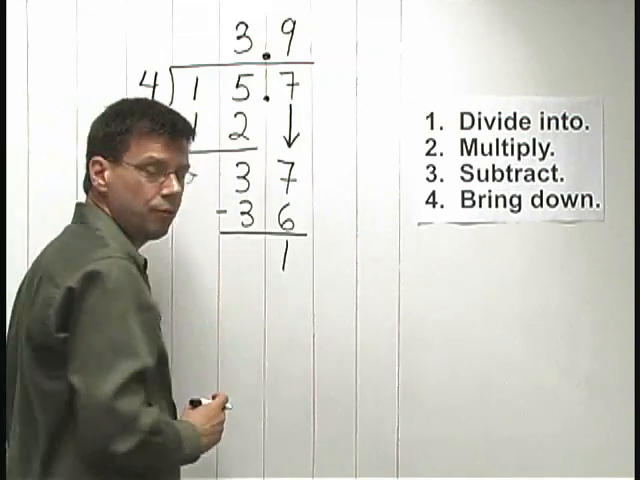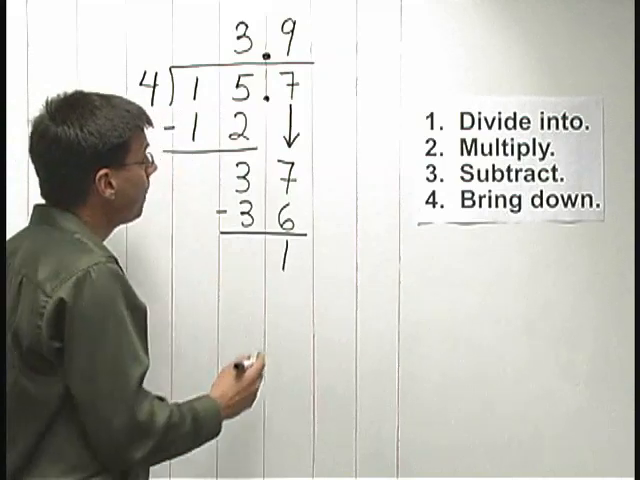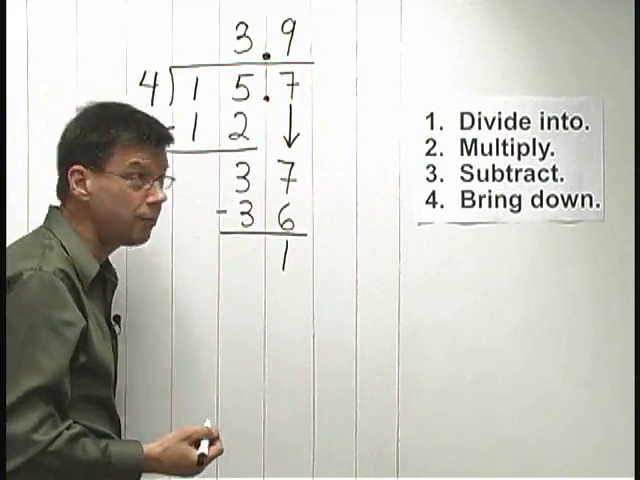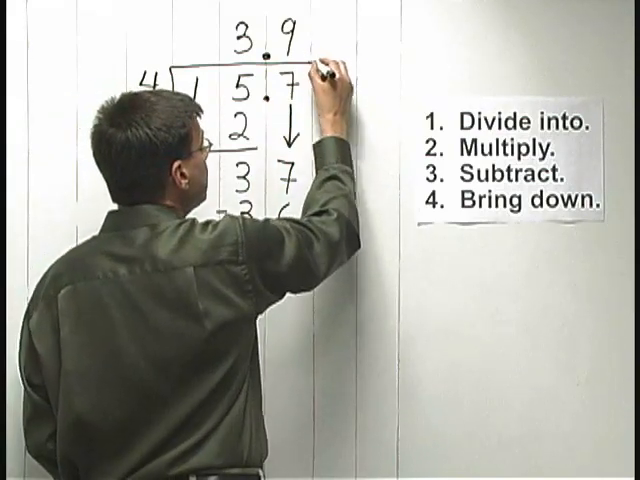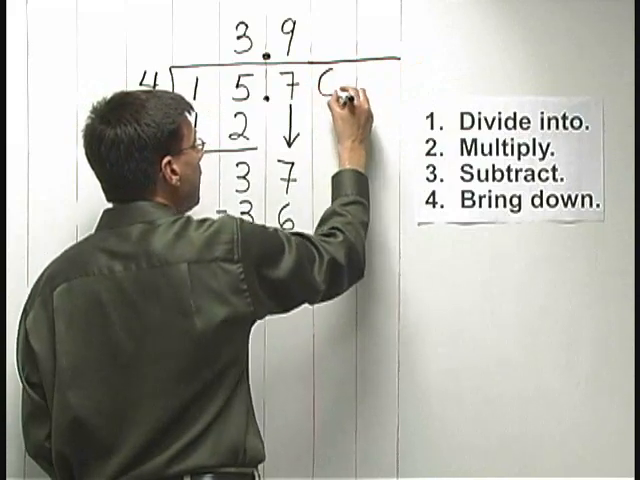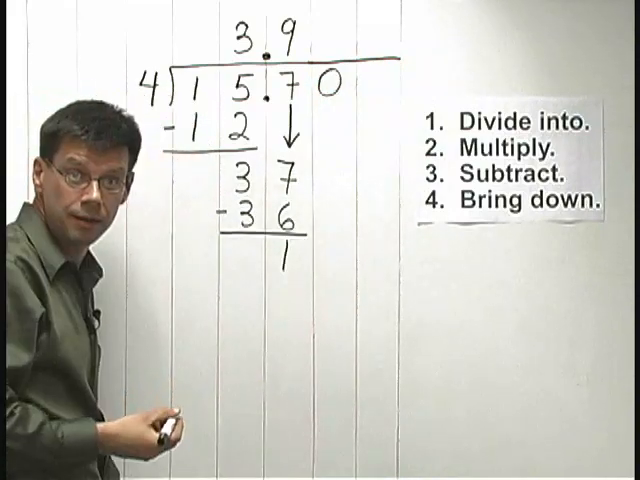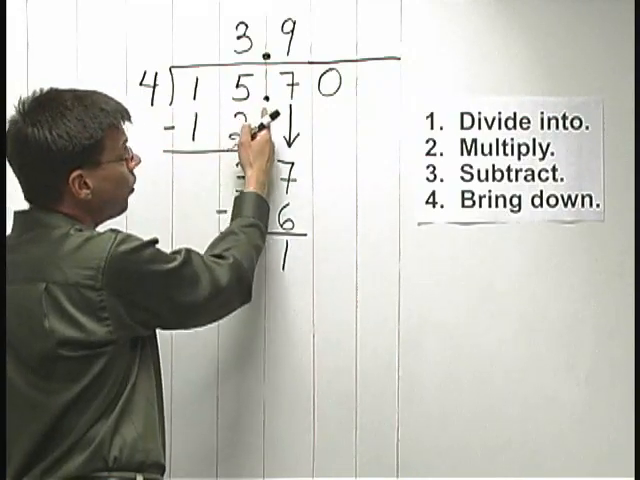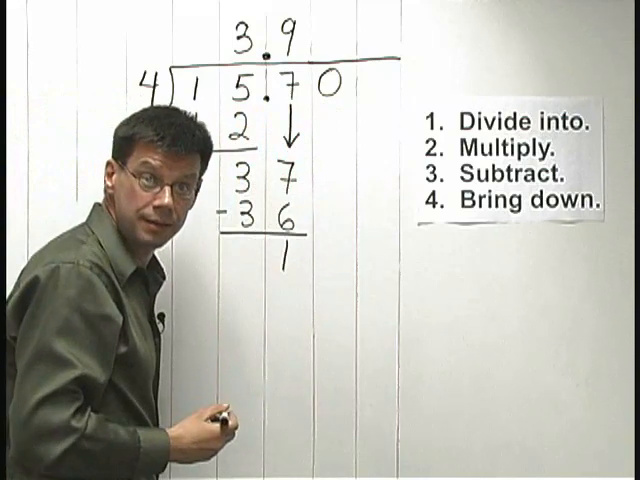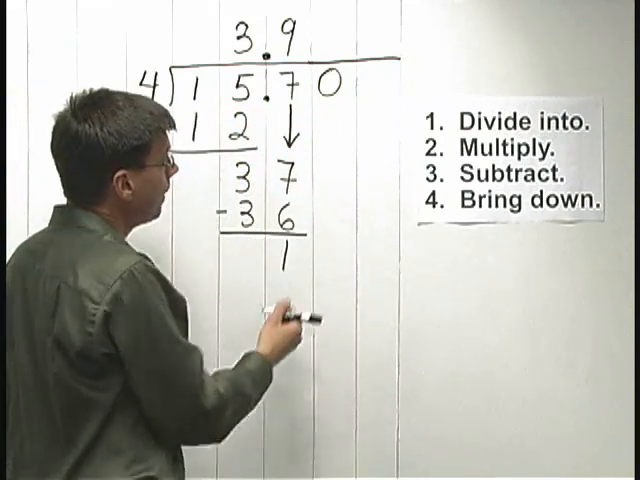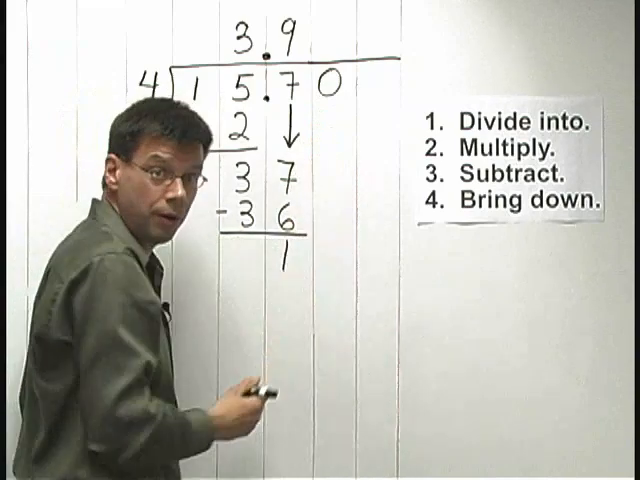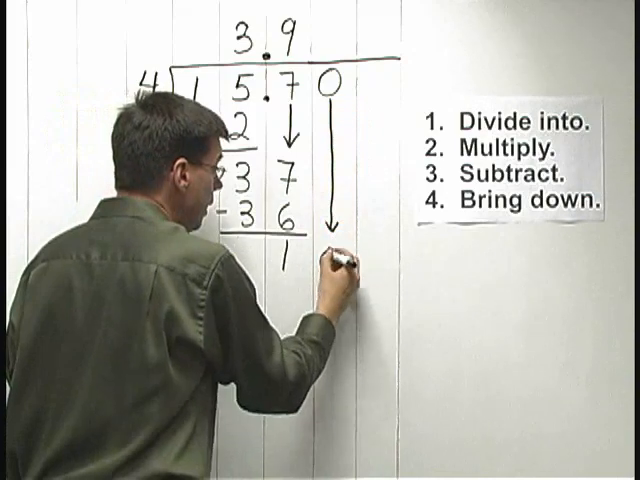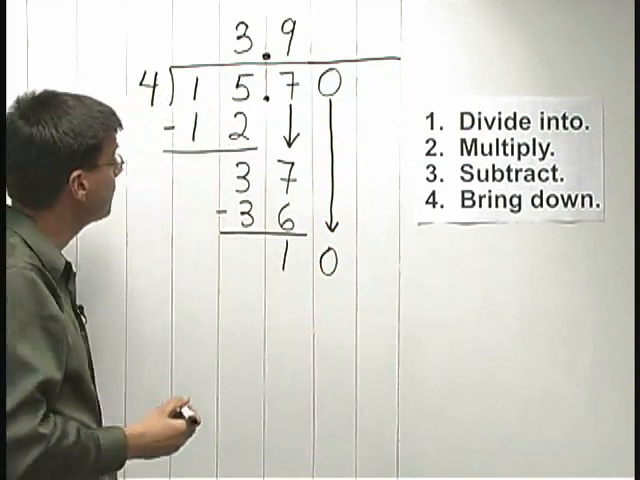Now, because I'm working with decimal long division here, and because I've moved to the right of the decimal point, I can continue the process. I can extend my long division box. I can write a 0 on the end of the number inside without changing its value. 15.70 is the same as 15.7. Because I'm able to write this 0 on the end, I can bring down that 0 and continue the long division process.